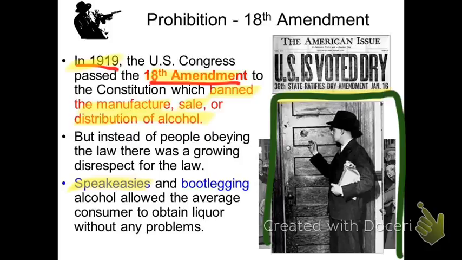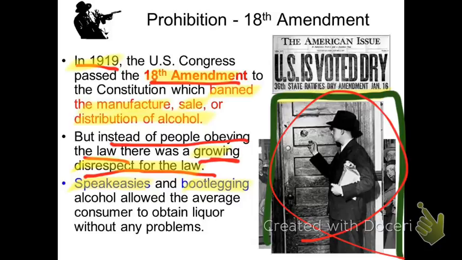However, instead of people obeying the law, there was a growing disrespect for the law. And instead of people saying, you know what, it's the law, I'm never going to drink again, they started to drink. Speakeasies. And bootlegging is the illegal transportation of liquor. Speakeasies were a place where you could go get a drink, and again, we have an image of that right here. A guy knocks on the door, and then there's a password. Al sent me, or the chair's up against the wall, or it doesn't really matter.